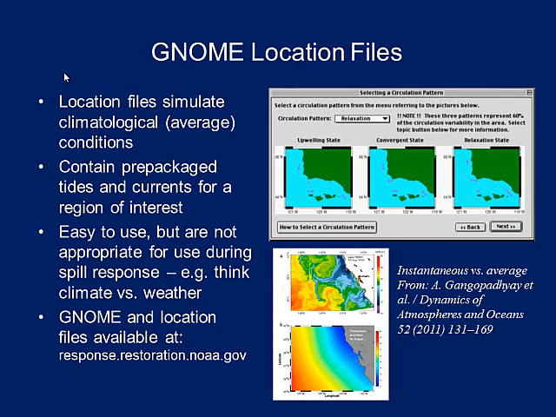So for the general public, we have created what we call location files for GNOME. We've taken the model for a specific location and tried to capture what goes on in that region with the circulation and pre-developed currents and current patterns, so that you can go through a particular region, answer a few simple questions, and get a model for how oil might behave in that region. The key is that what we generally capture is the climatology, what generally happens in that region most of the time. It's not necessarily what's happening out there today.